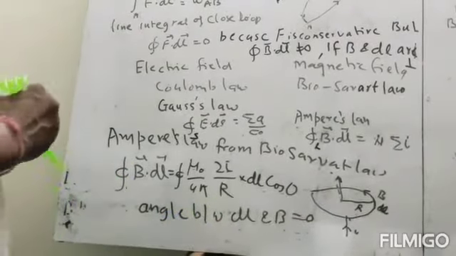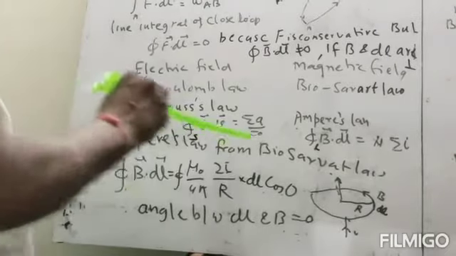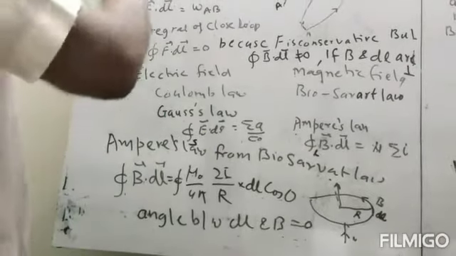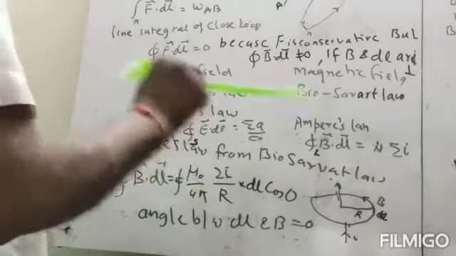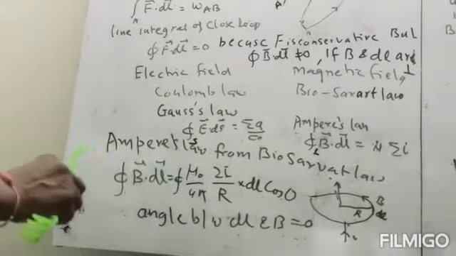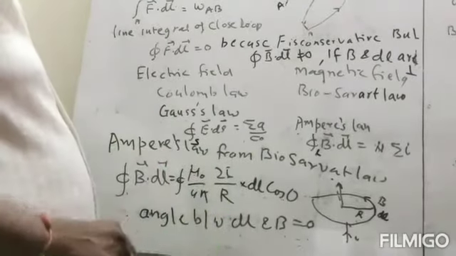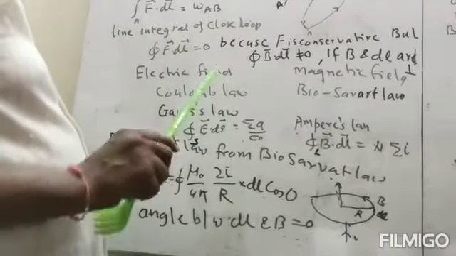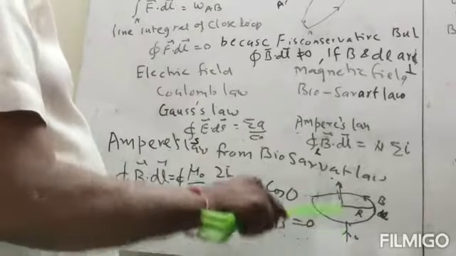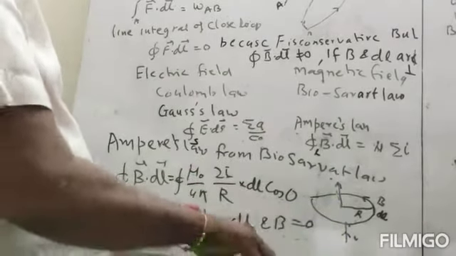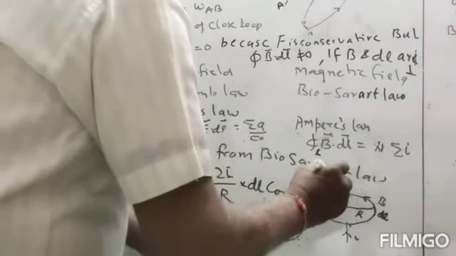Now we can find Ampere's law by the Biot-Savart law. We can deduce Ampere's law from the Biot-Savart law. In the Biot-Savart law, we considered a long conductor whose length is infinite and which is very thin.